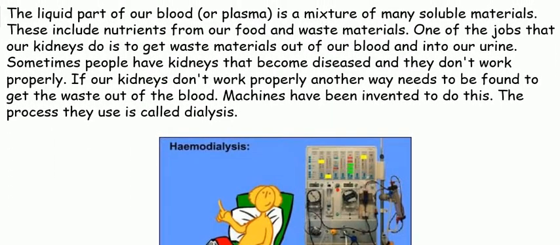The liquid part of our blood, or plasma, is a mixture of many soluble materials. These include nutrients from our food and waste material. One of the jobs that our kidneys do is to get waste materials out of our blood and into our urine. Sometimes people have kidneys that become diseased and they don't work properly.